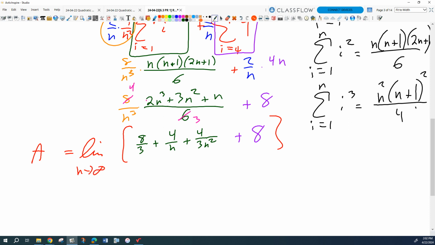Well, what good thing happens there? Everybody agree? When n goes to infinity, these terms right here, because they have n's in the bottom, are going to 0, and we just get 8 thirds plus 8. Well, that's 8 thirds plus 24 thirds, just 32 thirds, right? So that's our exact answer. How about that? Okay. The area is exactly 32 thirds. Yeah. That is crazy. Okay. All right. Finish that assignment up.